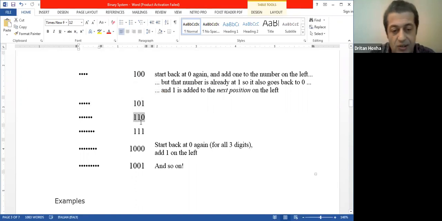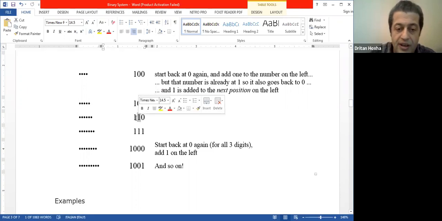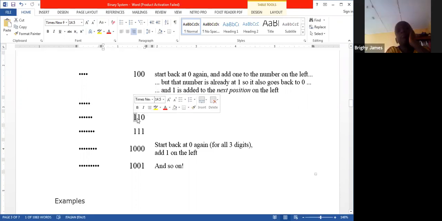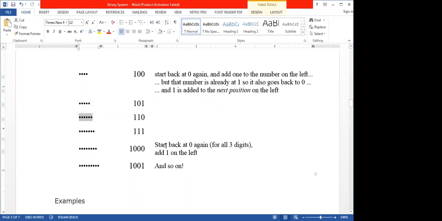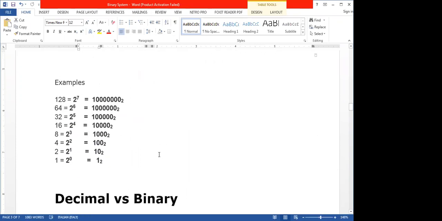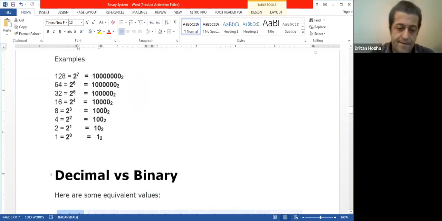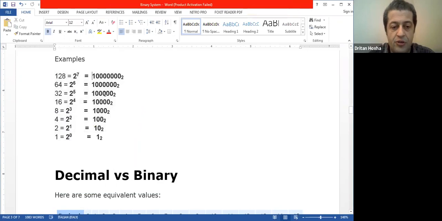This is 6. 0 ones, 1 two, and 1 four. 1 times 4 is 4. 1 times 2 is 2. 4 plus 2 are 6. And so on. So that is how the numbers are written using the binary system.